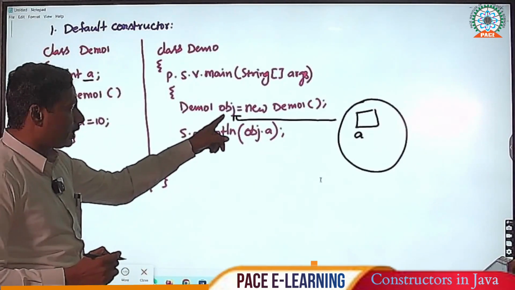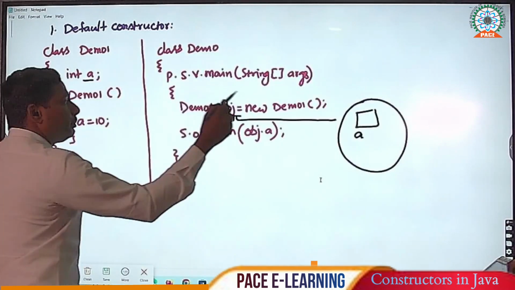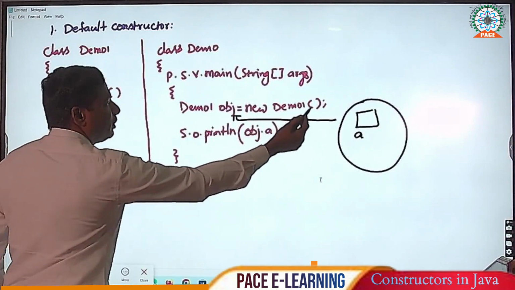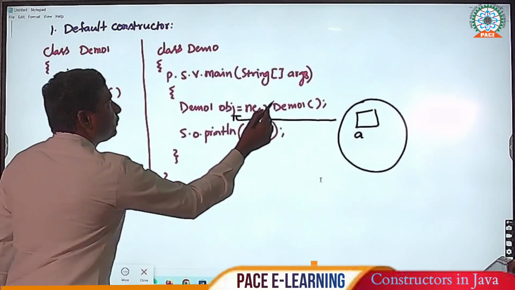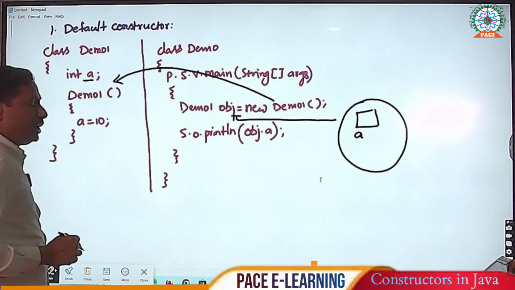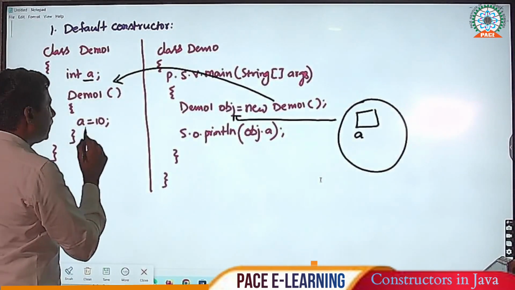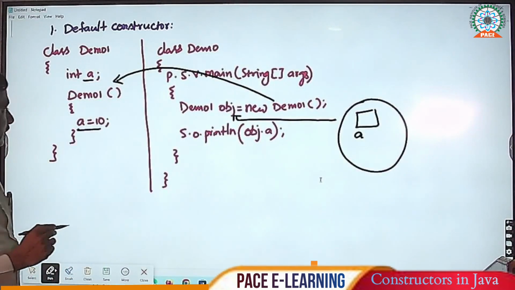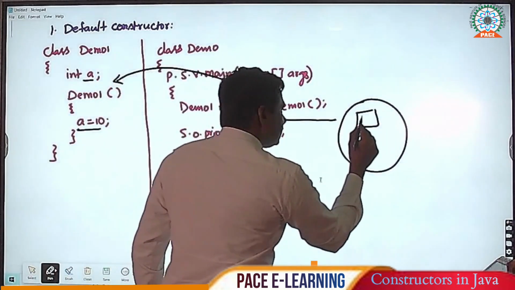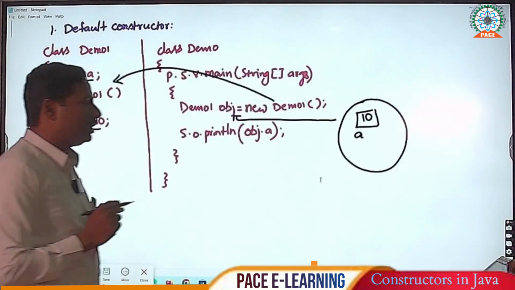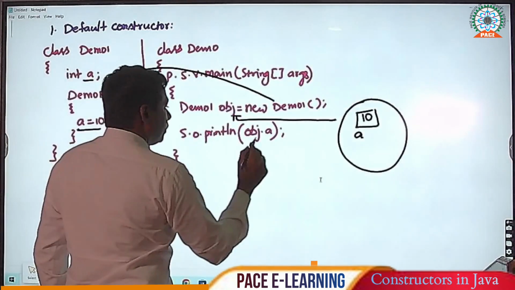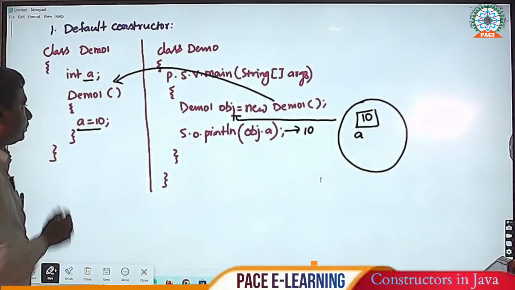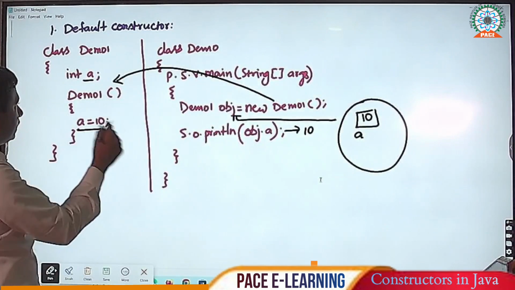Whenever you are creating an object, as I told you, automatically the constructor will be called. Here there is a default constructor without any parameters, demo1. So from here, the demo1 constructor will be called. Inside this demo1 constructor, I am assigning value 10 into the variable A. So under the object, A is there, and into this A memory 10 will be placed. So here if you print, 10 will be printed on the screen. So this is the working pattern of a default constructor.